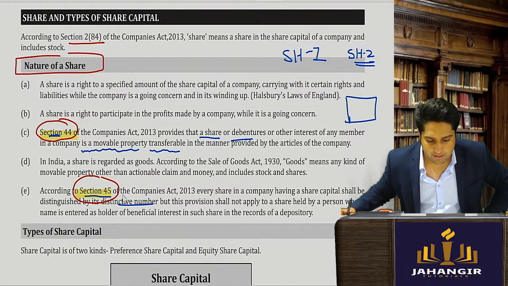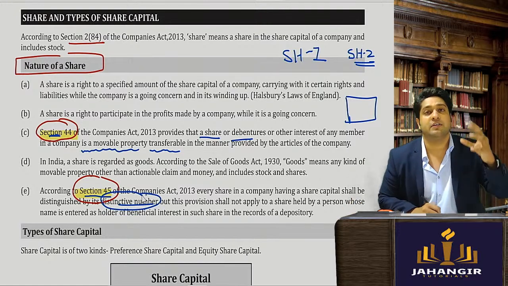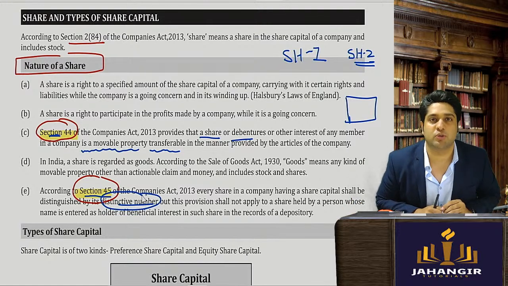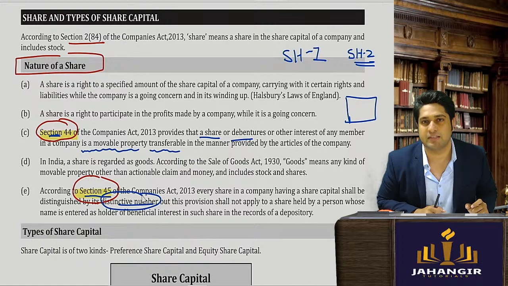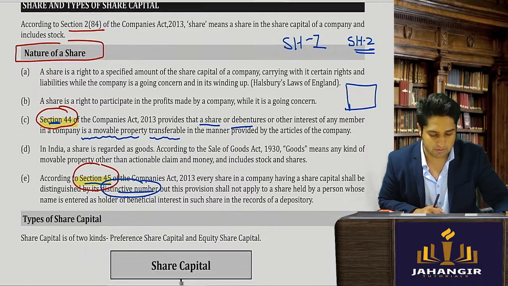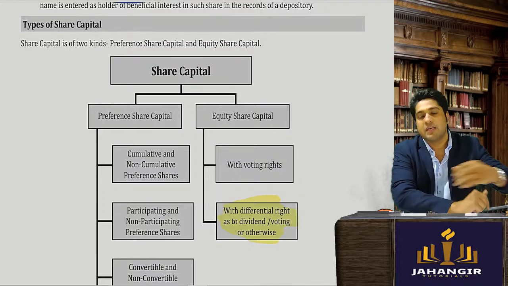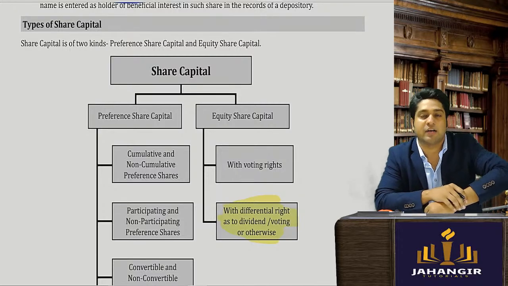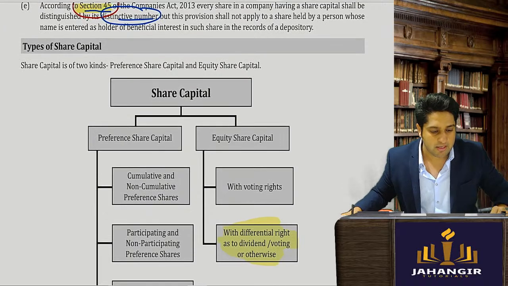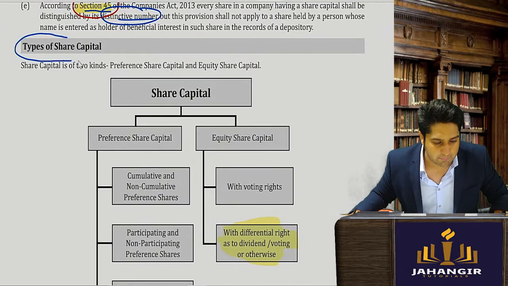Now section 45 says that every physical share certificate should contain a distinctive number, that is a share certificate number. But this share certificate number is not needed in case of demat forms. Demat forms are nothing but electronic shares. Okay. Now coming to the types of share capital.